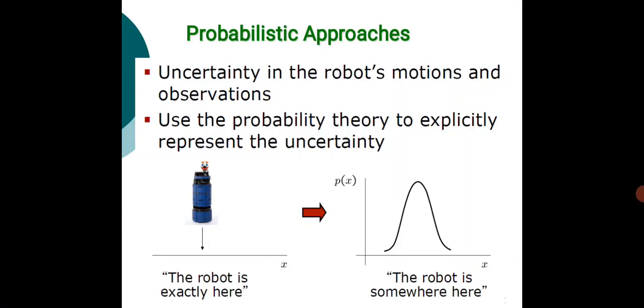Why do we go for probabilistic approaches? The reason is that the robot motion can be uncertain, and even the observation can be uncertain. So normally we use probability theory to explicitly represent the uncertainty. You cannot say the robot is exactly here, so we use a probability distribution like this, where you could say the robot is somewhere here.